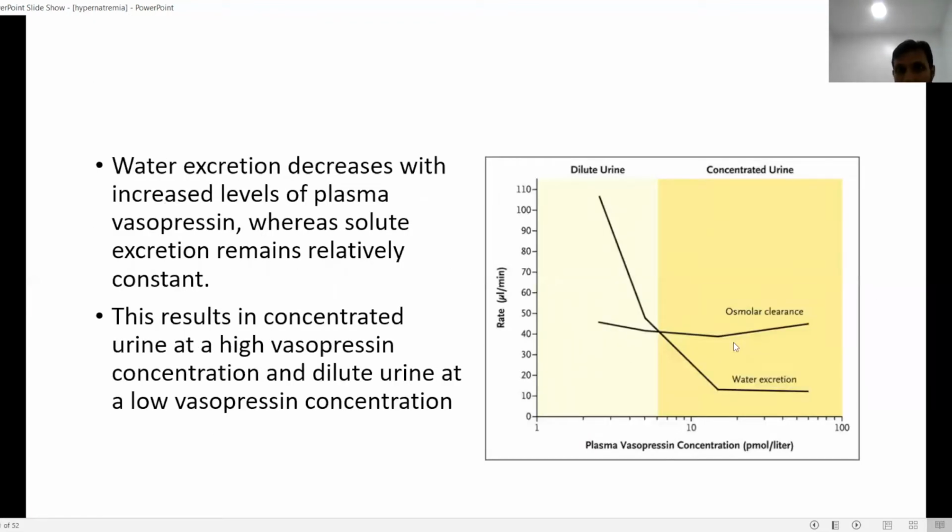In this graph, we can see the effect of vasopressin. As the vasopressin concentration is increasing in blood, the urine concentration will be increasing from dilute urine to concentrated urine. Why does this happen? As vasopressin increases, there will be concentration of urine as water excretion decreases. But the osmotic clearance remains the same. So gradually, there will be concentrated urine excretion due to vasopressin.